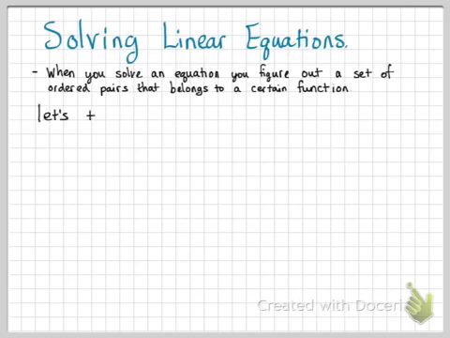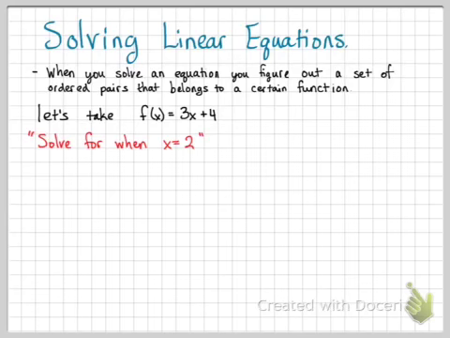Let's use one function for an example. We're going to use this little linear fellow, 3x plus 4. Now, someone might ask you, solve for when x equals 2. Now that's pretty straightforward. They're giving you one part of your ordered pair and asking you to figure out what is the other piece of the ordered pair that is going to belong to this function.